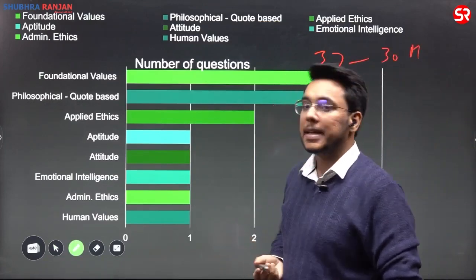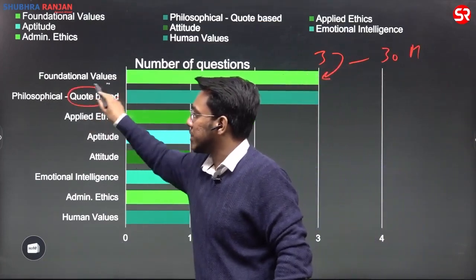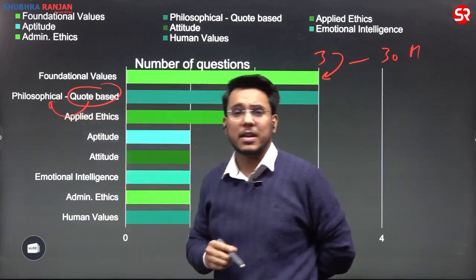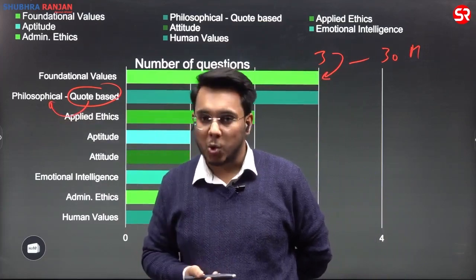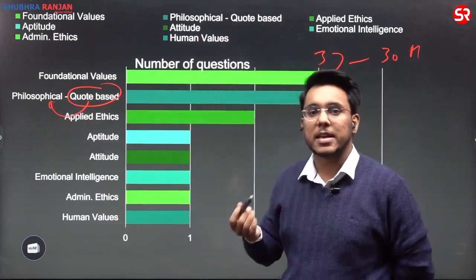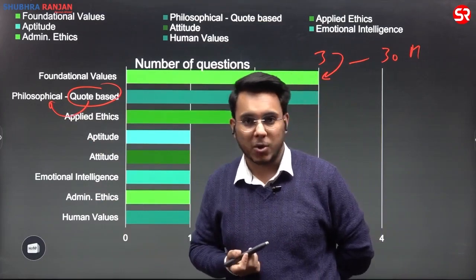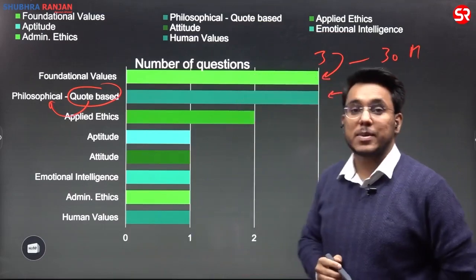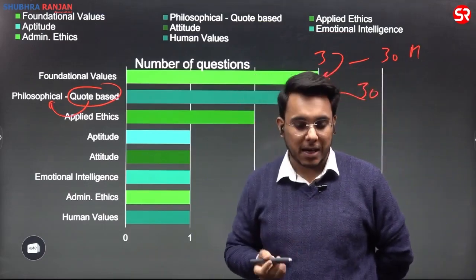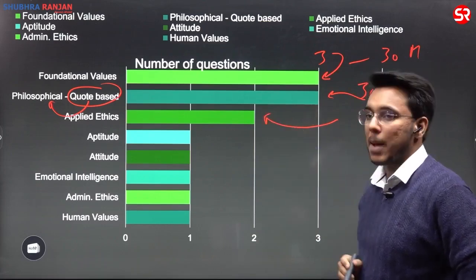Then the category number 2, from where the question has come. These are the quote-based questions. I call them philosophical types of questions because of a particular reason that we'll see here. So from the quote-based category, we see that every year around 3 questions are being asked, and the same trend has been repeated this year also. Again, 30 marks worth of questions have been asked from this particular category, that is the quote-based question. Then the third, it is the question from applied ethics.